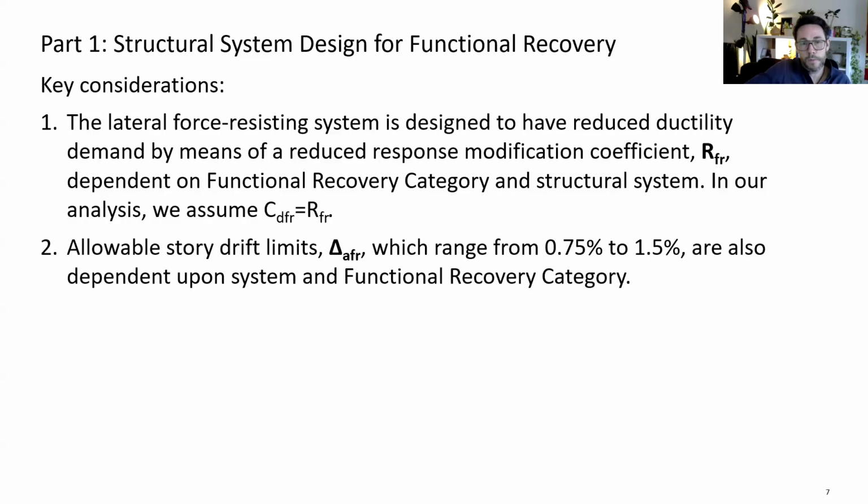The second point is that allowable story drift limits are going to range anywhere from 0.75% to 1.5%. They're also going to depend on the functional recovery category, and they're going to be system specific, which is a key distinction from life safety design, where we typically have a single drift limit for all systems. Right now, we're providing drift limits that are system specific.